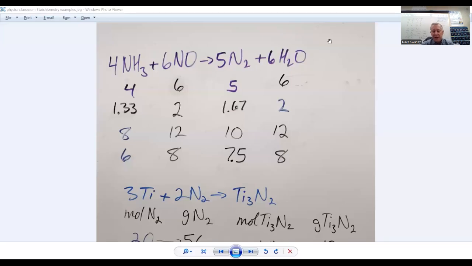Here's a tutorial for the Physics Classroom Stoichiometry Concept Builder. Watch the arrows, the hand, I guess. So here's a balanced reaction.